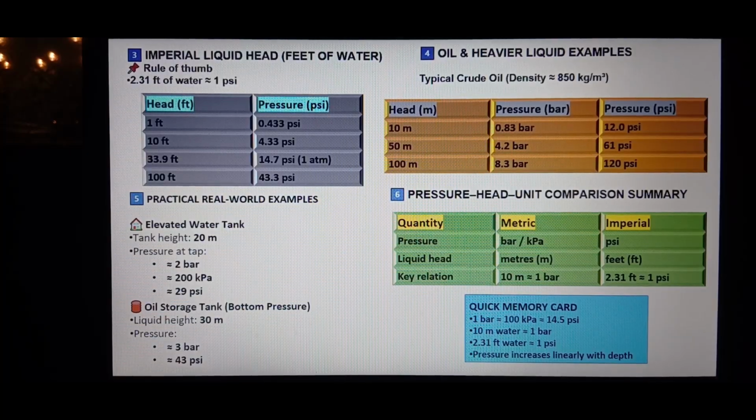If we look at some practical real-world examples: a tank of water 20 meters high, the pressure at the tap is equal to 2 bar, which is equal to 200 kPa, which is 29 psi. If you look at an oil storage tank and the liquid height is 30 meters, the pressure will be 3 bar, or 43 psi.